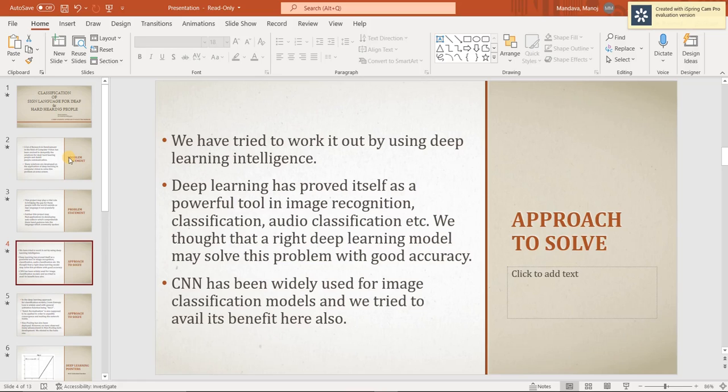Coming to the approach that we have used to solve this, we have tried to work on it using deep learning intelligence, and deep learning has proved itself a powerful tool in image recognition, classification, and audio classification. We thought that the right deep learning model may solve this problem with good accuracy. And CNN has been widely used for image classification models, and we try to avail its benefits here also.